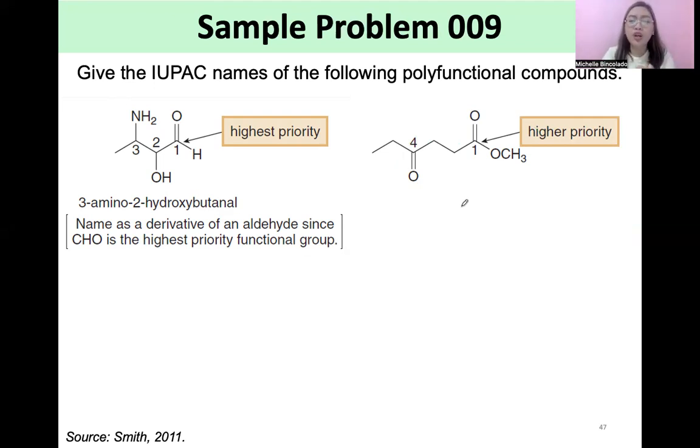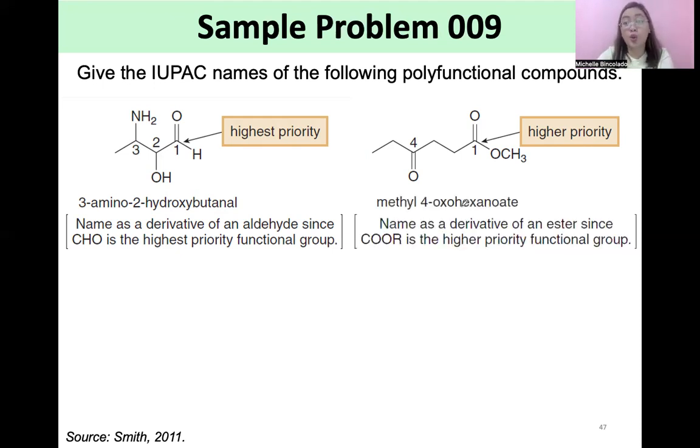Okay. Ma'am, paano po yung substituent at carbon 4? Then that ketone group will be assigned as a prefix na siya. So, it becomes 4-oxohexanoate. But wait, guys. Ma'am Mitch, hindi ko kasi maalala yung pag-name ng ester. Bakit po may methyl?